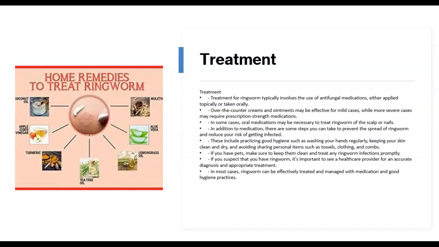In addition to medication, there are some steps you can take to prevent the spread of ringworm and reduce your risk of getting infected. These include practicing good hygiene, such as hand washing regularly, keeping your skin clean and dry, and avoiding sharing personal items such as towels, clothing, or combs. If you have pets, make sure to keep them clean and treat any ringworm infections promptly. If you suspect that you have ringworm, it is important to see a healthcare provider for an accurate diagnosis and appropriate treatment. In most cases, ringworm can be effectively treated and managed with medication and good hygiene practices.